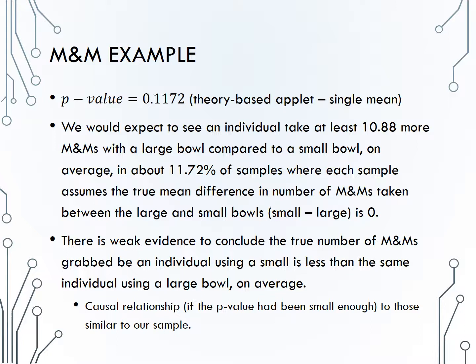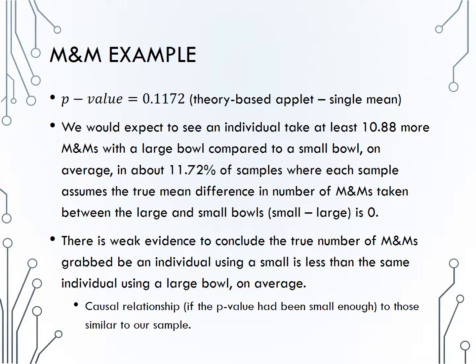We would expect to see an individual take at least 10.88 more M&Ms with a large bowl compared to a small bowl on average. That's our observed statistic of negative 10.88 and direction that the large bowl is larger than the small bowl, or that the small bowl is less than the large bowl on average. In about 11.72% of samples, where we assume the null is true, each sample assumes the true mean difference in number of M&Ms taken between the large and small bowls is 0.